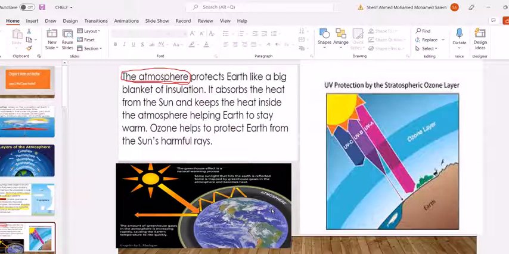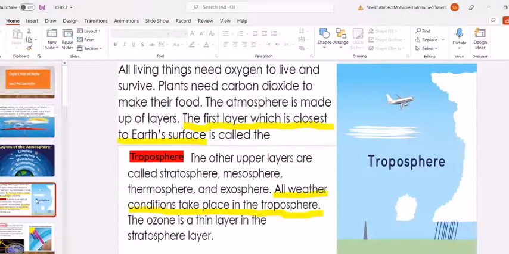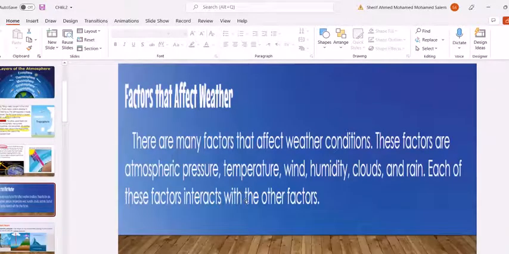Teacher, you told us that all the conditions in the atmosphere happen in the troposphere, in the first layer. What are these factors? Like humidity, air pressure, wind, rain, all of these factors take place in the troposphere, in the first layer. So these factors affect the weather? Yes, they affect the weather.